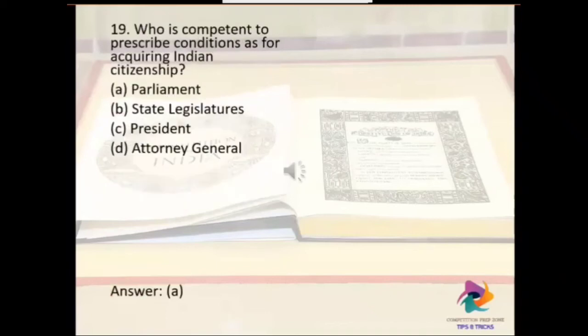Number 19. Who is competent to prescribe conditions for acquiring Indian citizenship? A. Parliament. B. State legislatures. C. President. D. Attorney General. And the correct option is A. Parliament.